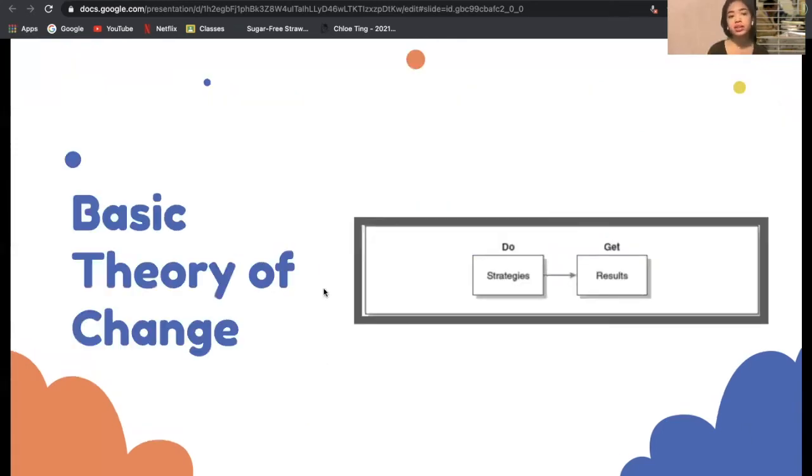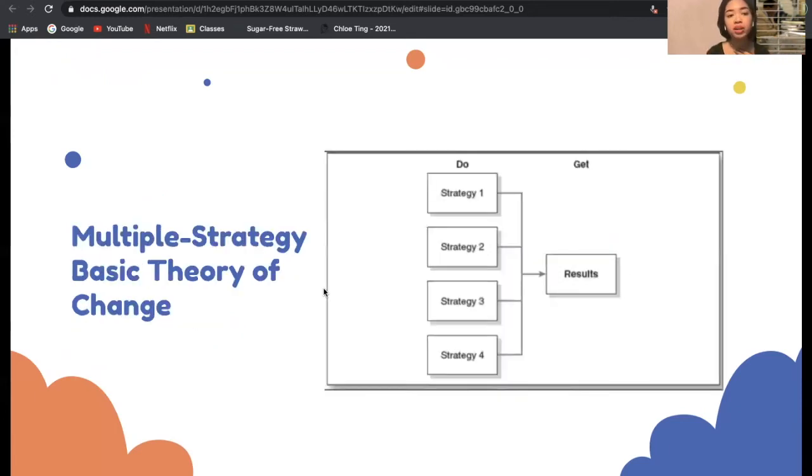So the basic theory of change is that when you want to do something, there is a strategy and you want it to yield a certain result. But this isn't always the case, because we live in a society where there are a lot of things that affect what you believe in and that affect the change itself. So most of the time, there is a multiple strategy basic theory of change.